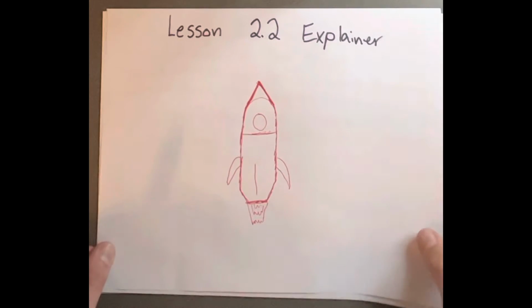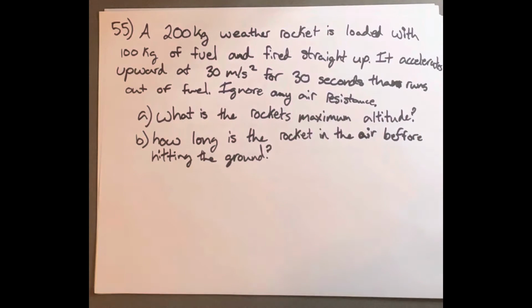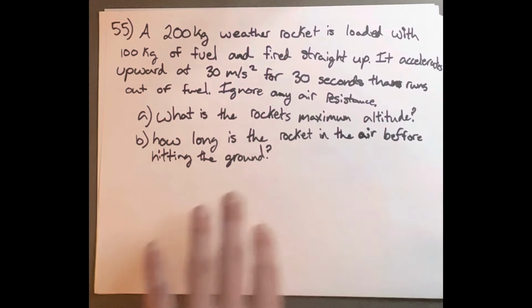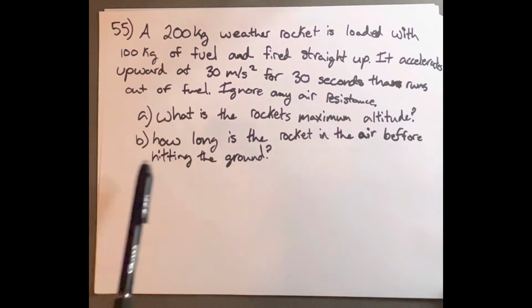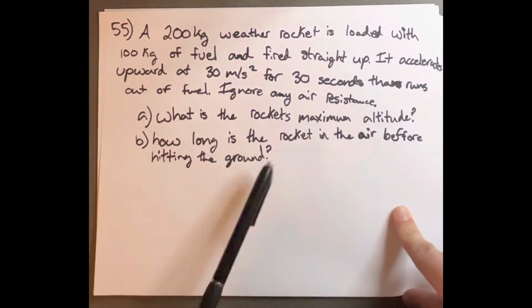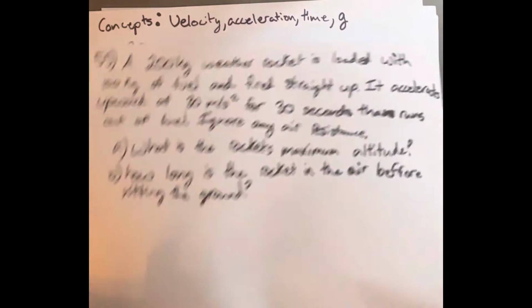Lesson 2.2 Explainer. A 200 kilogram weather rocket is loaded with 100 kilograms of fuel and fired straight up. It accelerates upwards at 30 meters per second squared for 30 seconds, then runs out of fuel. For this problem, we're going to ignore any air resistance, and we're going to try and find two things. What is the rocket's maximum altitude, and how long is the rocket in the air before hitting the ground?